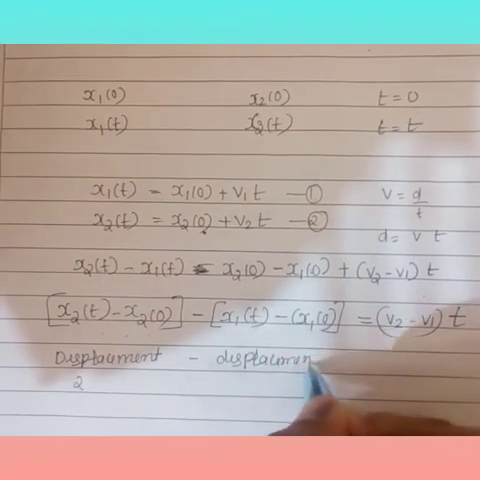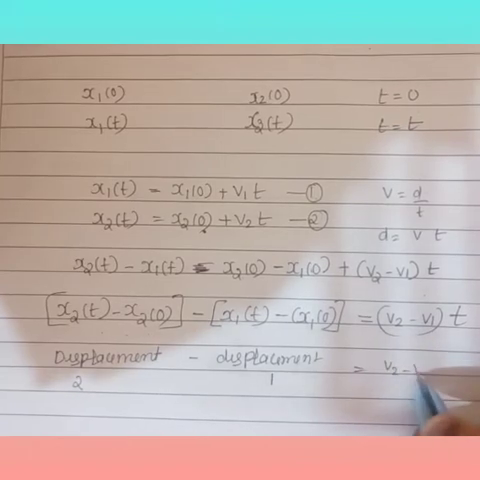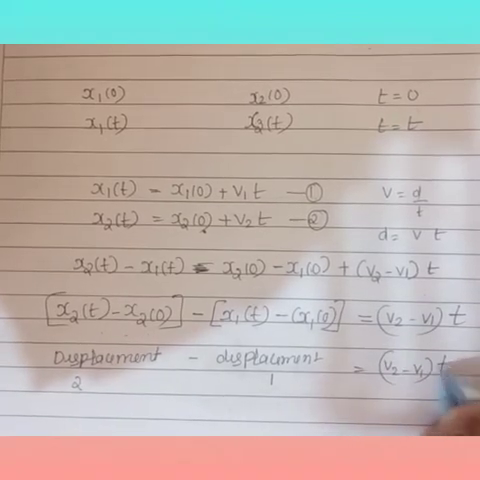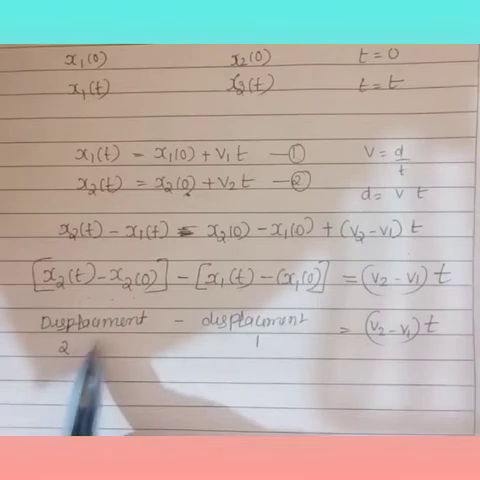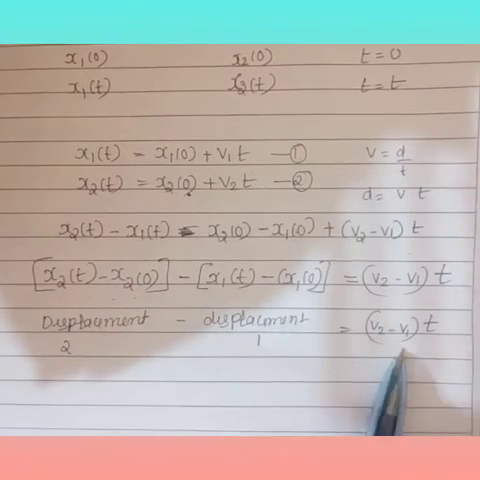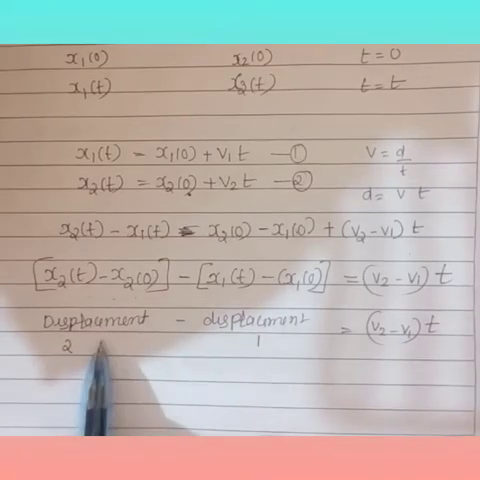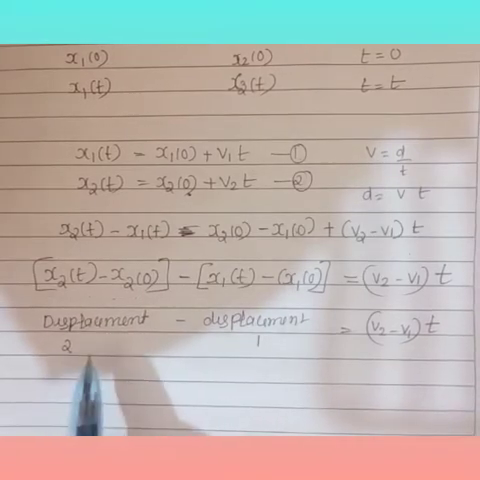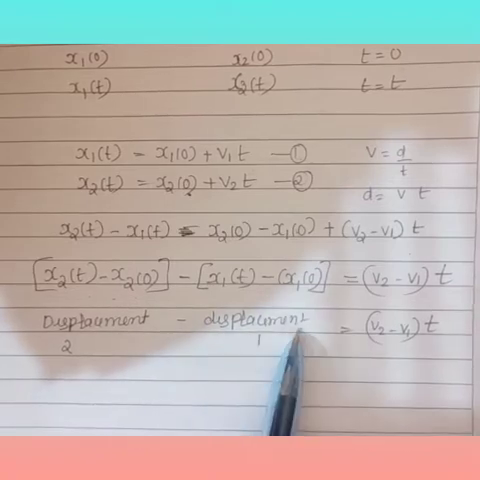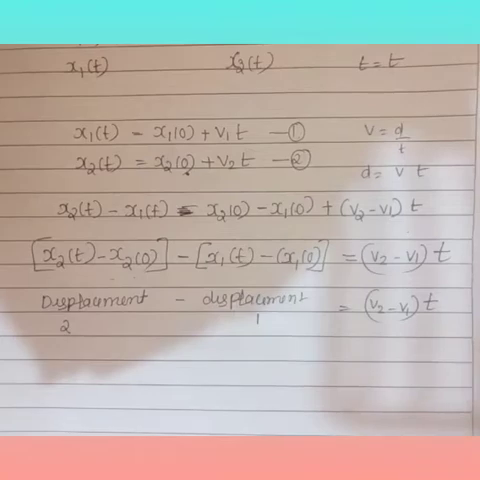Displacement of object 1 in time t is equal to what? v1 into t. Displacement of object 2 is v2 into t. So displacement of 2 minus displacement of 1 is equal to v2 minus v1 into t. This can be rewritten as displacement of object 2 at time t minus displacement of object 1 in time t, which is the relative displacement of object.